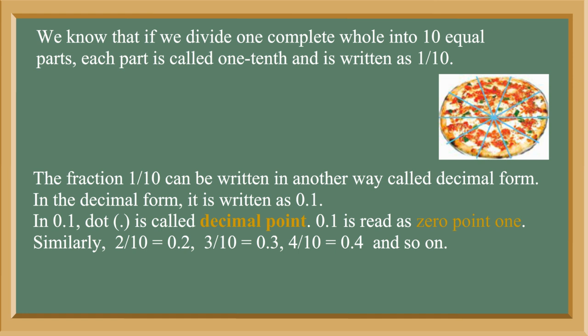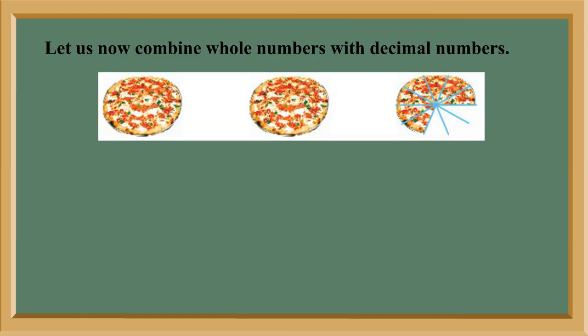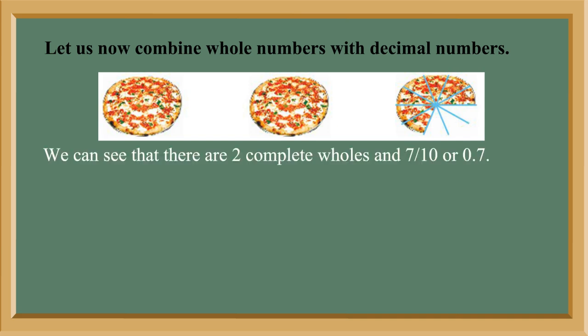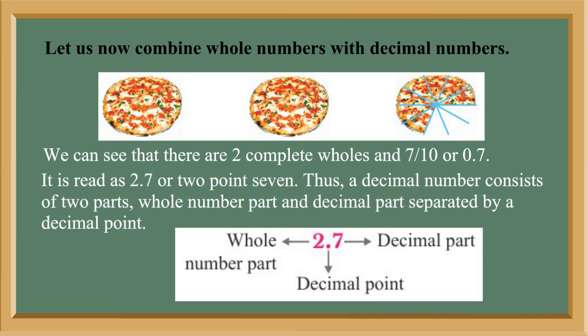Similarly, 2/10 is equal to 0.2, 3/10 is equal to 0.3, 4/10 is equal to 0.4 and so on. Let us now combine whole numbers with decimal numbers. We can see that there are two complete wholes and 7/10 or 0.7. It is read as 2.7 or two point seven. Thus, a decimal number consists of two parts, a whole number part and a decimal part, separated by a decimal point.